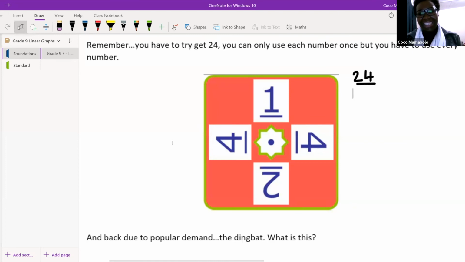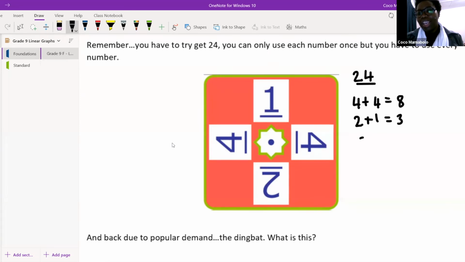Yes, ma'am, 8 times 3 equals 24. So how did you get to 8 times 3? I added the 4s together and I added 2 plus 1, and then I got 8. Plus 1 is 3, and then 8 times 3 is equal to 24. Okay. Well done, Kira. Well done, Kira.